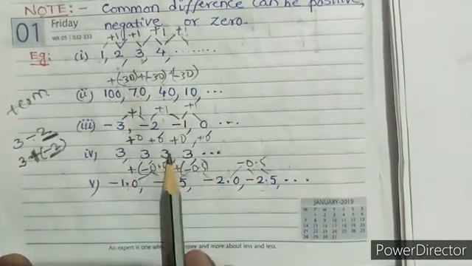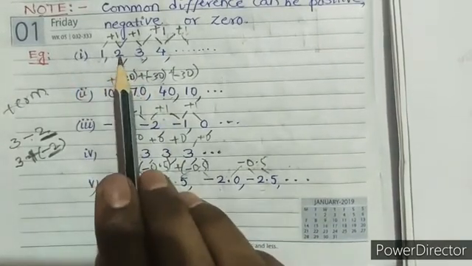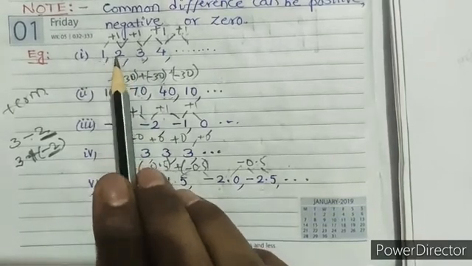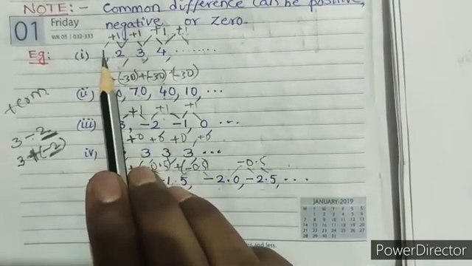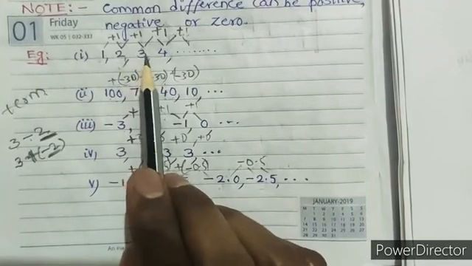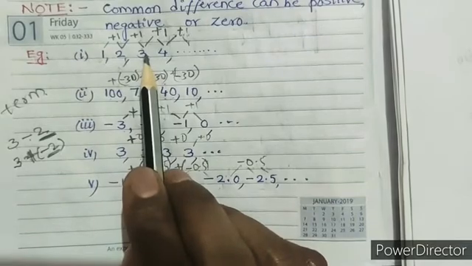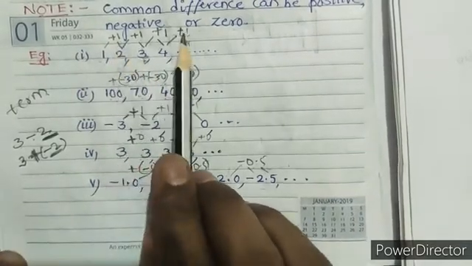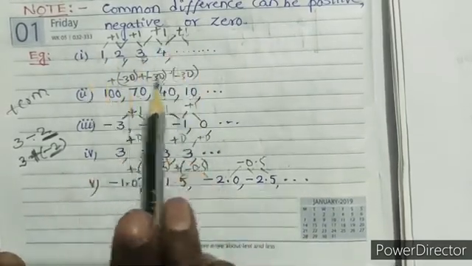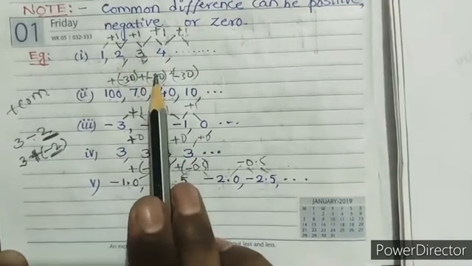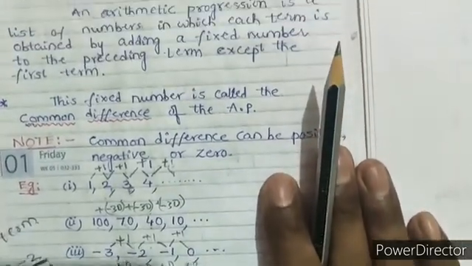So in the list of numbers we are adding a fixed number to the preceding number. For example, if you wanted to get this number, to the preceding, that is before number, you add plus 1, so you are getting 2. If you wanted to get 3, the preceding number is 2. For this you are adding 1, you are getting the next number. So by adding a fixed number to the preceding number, we are getting the next terms. Such type of list of numbers are known as arithmetic progressions. Now let us go to the definition.